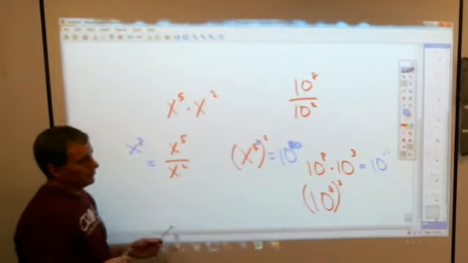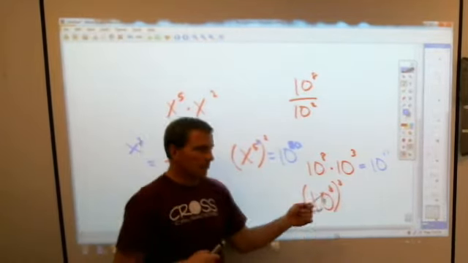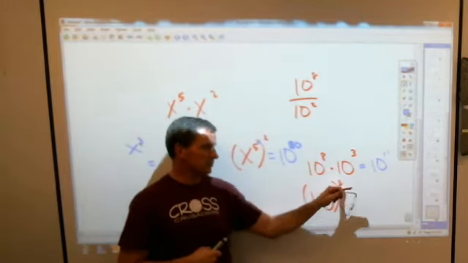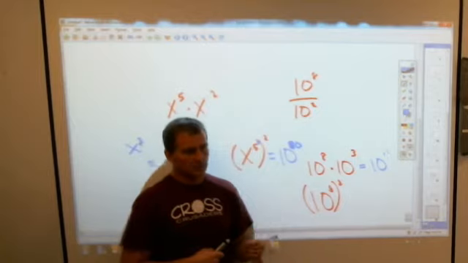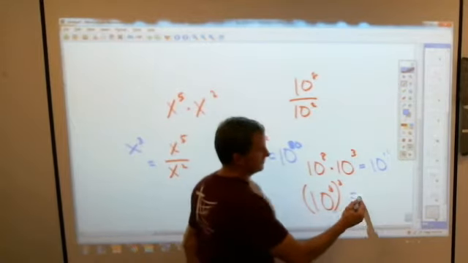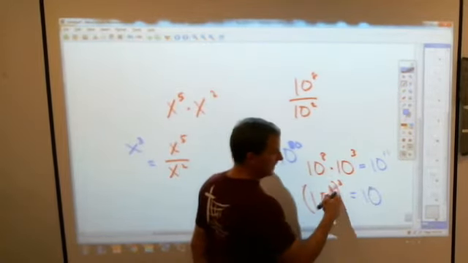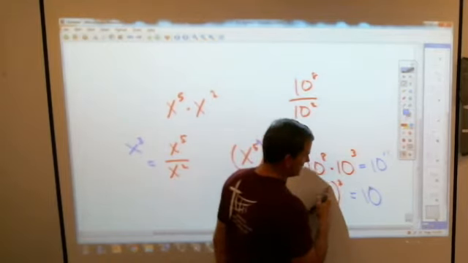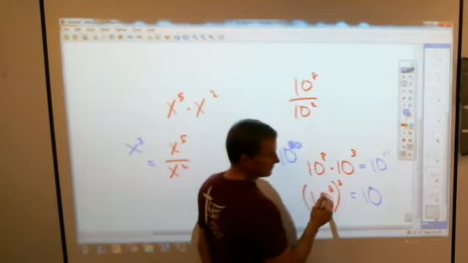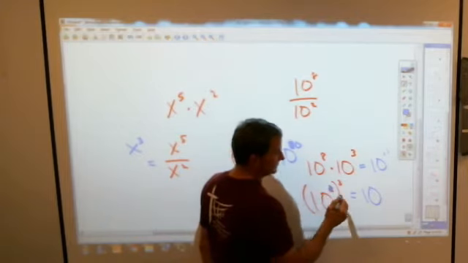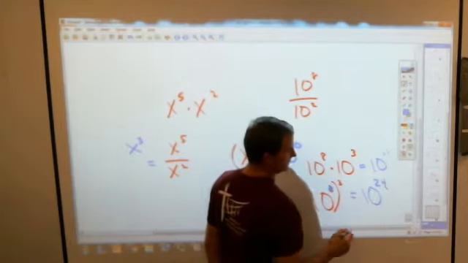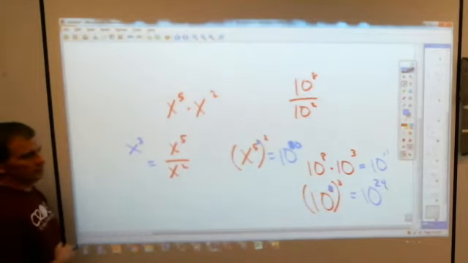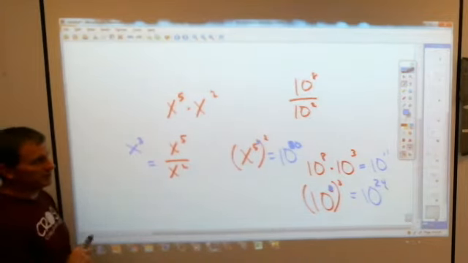How about this one? 10 to the 8th power cubed. Exponents, 2 exponents. Madison? 10 to the 6th power. 10 to the 8 times 3 is 24, did you say? Where does 6 come from? I got 10. Oh, I did it wrong. I get 10 to the 24th power. Exponents, 2 exponents get multiplied.